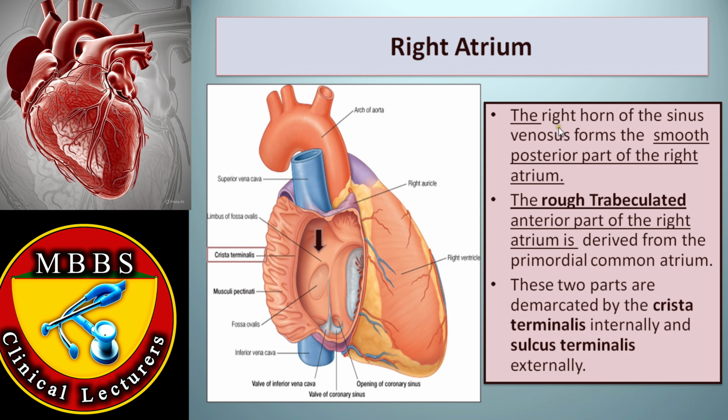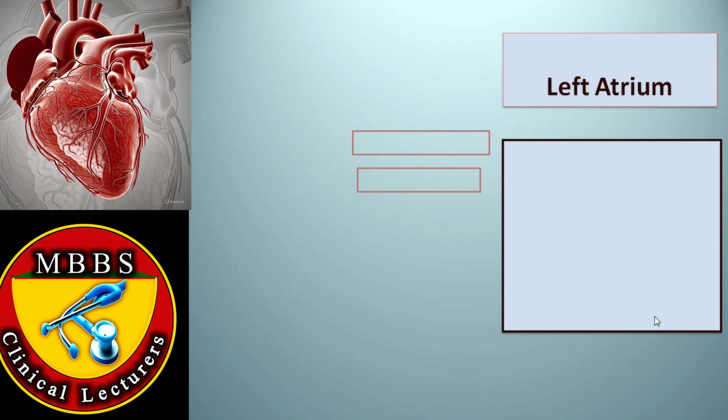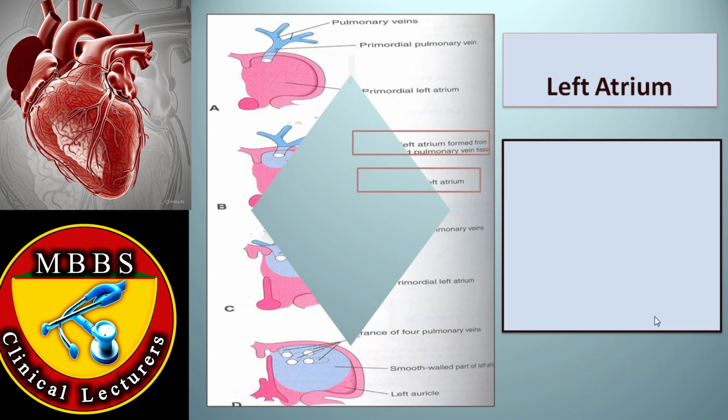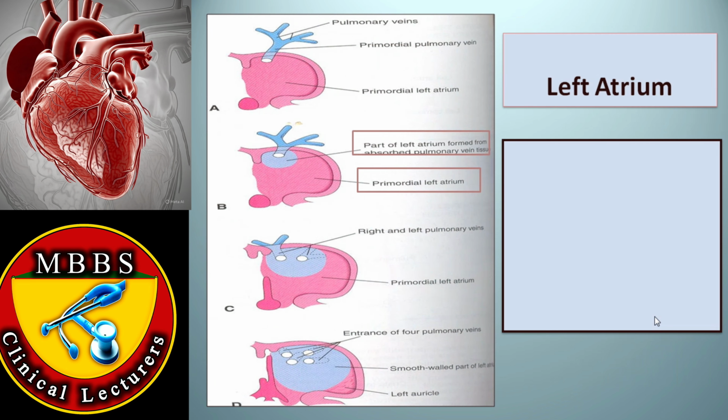Okay, so the two parts are separated by a demarcation called the crista terminalis, and externally by the sulcus terminalis. Now what happened with the left atrium? The left atrium is basically derived from the primordial or primitive atrium. Most of the part of the left atrium is derived from that common atrium, but it also contains a smooth part. From where did this smooth part come?